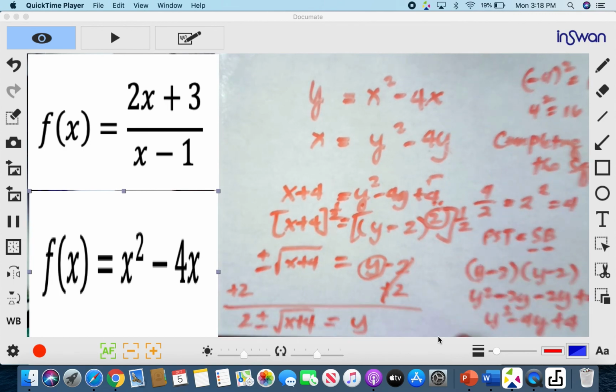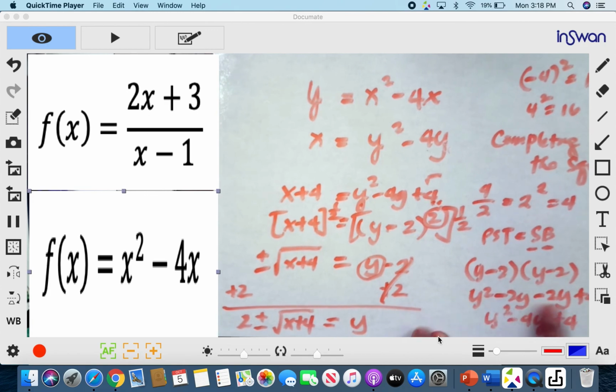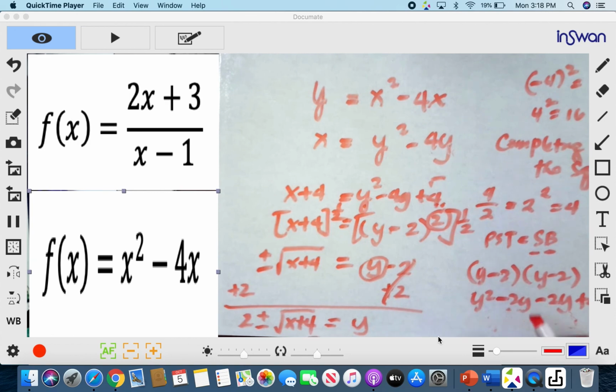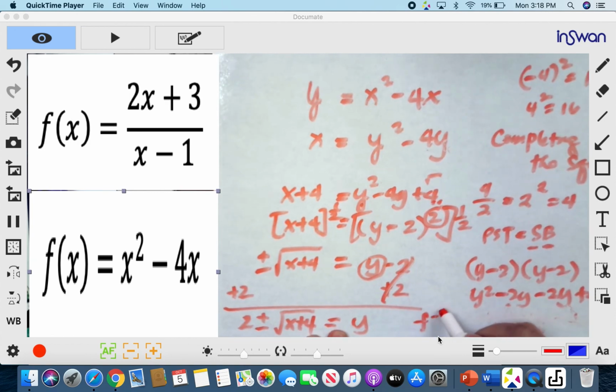Okay, since I don't have a restriction, sometimes maybe I could restrict it so that x is greater than or equal to negative 4 or something like that. But I don't have a restriction. You should indicate that this will be the inverse of the function. So therefore, the inverse of the function, I will have to erase this, I don't have space. So the inverse of the function will be f of negative 1 of x is equal to 2 plus and minus the square root of x plus 4.